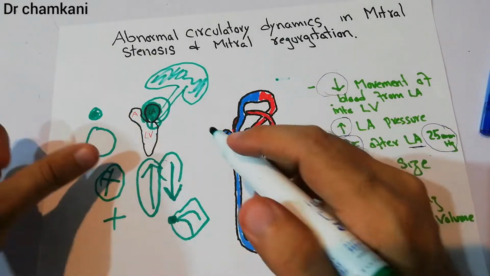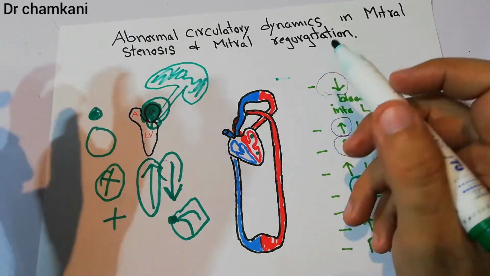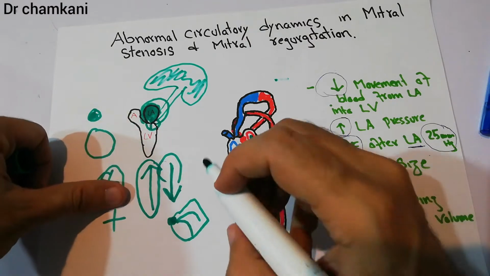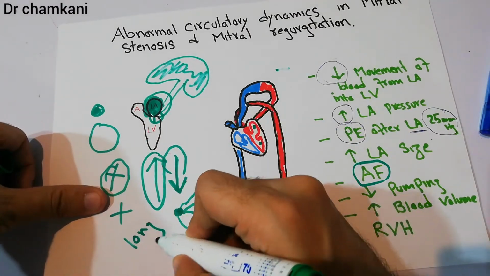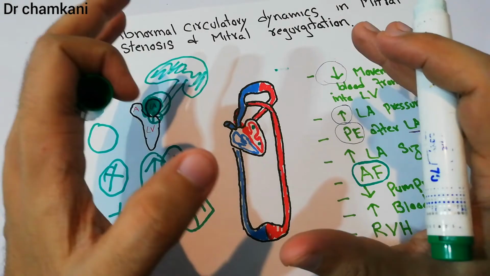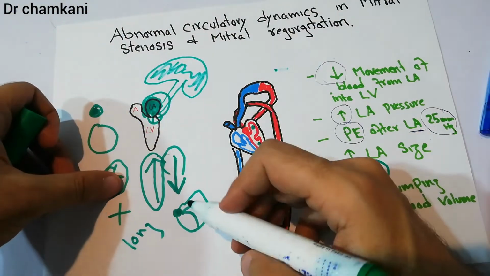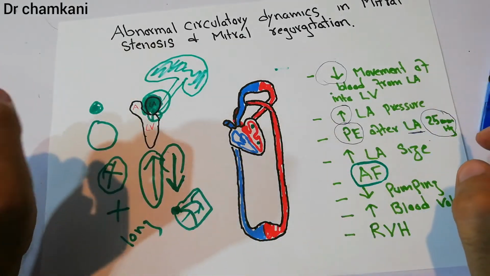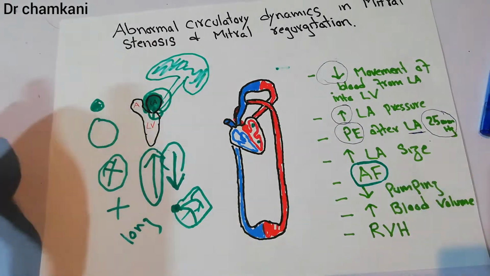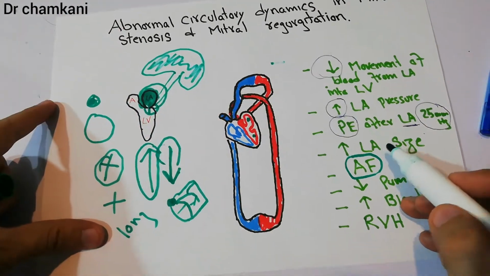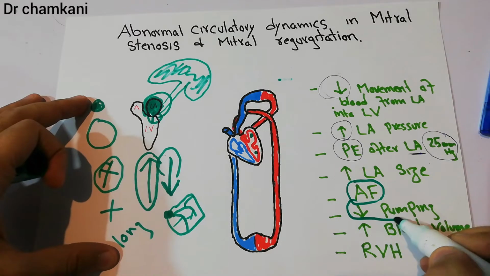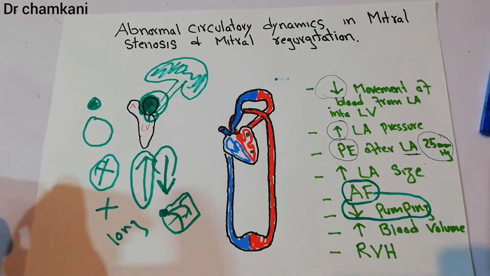Now, if the size of the left atrium is increased, then the current from the sinus node, the SA node, takes a long time. So due to this delayed depolarization, the spread of the current becomes dispersed, and irregular contraction of the atria starts, which is known as atrial fibrillation. So due to increase in size of the left atrium, atrial fibrillation occurs. Once atrial fibrillation has developed, there is decreased pumping of the left atrium.